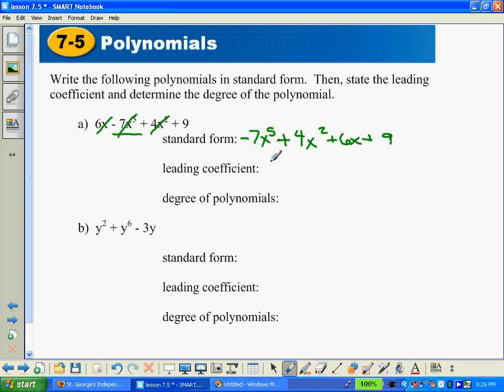Alright, why don't you try the second one on your own. Hit pause, work out your answer, and then come back and see if you got it right. Standard form would be y to the sixth plus y to the second minus 3y. The leading coefficient, there's an understood 1 in front of that, so it's 1. And the degree of the polynomial, it's the sixth degree.